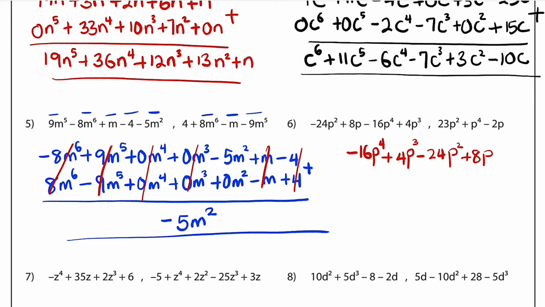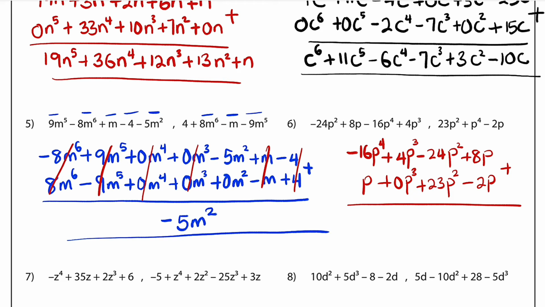We don't have a constant. Then the other one, we have p, then followed by 0p to the power of 3, then plus 23p to the second power, then negative 2p. We are adding.